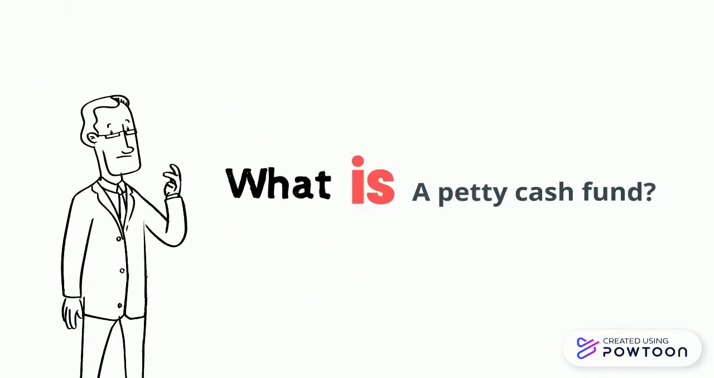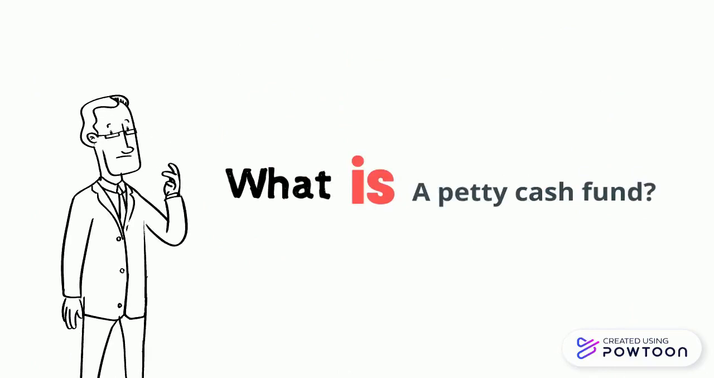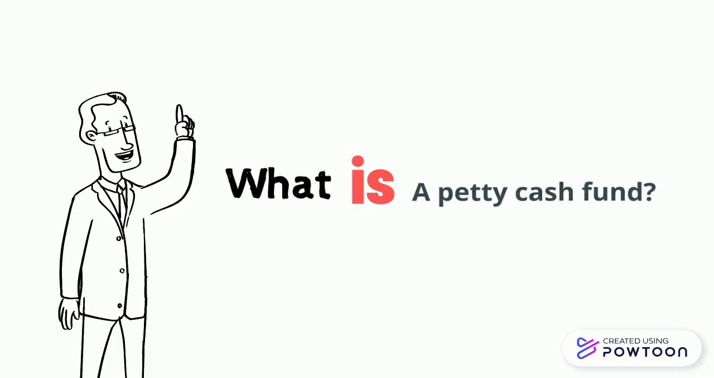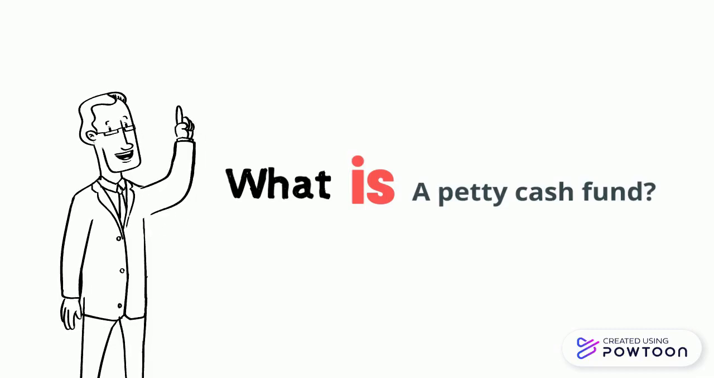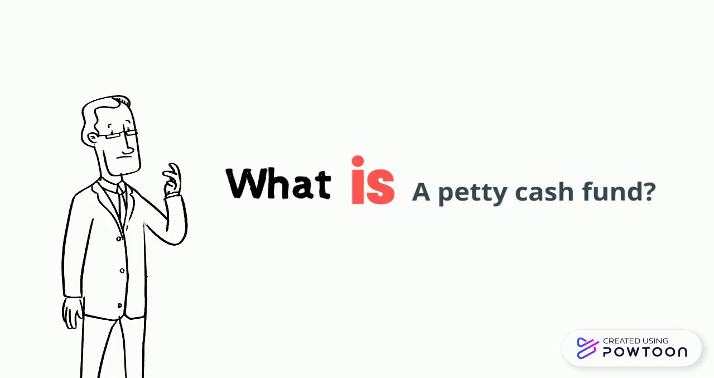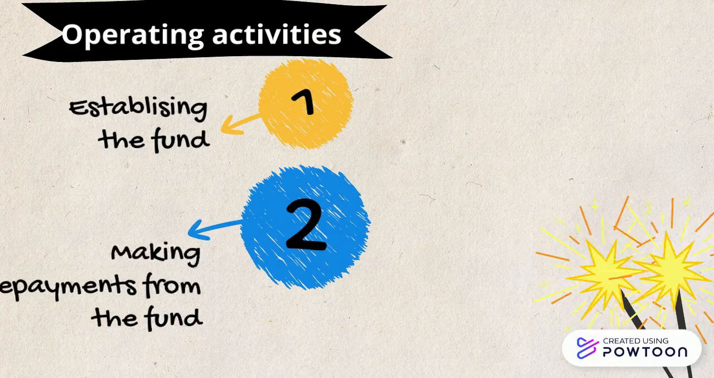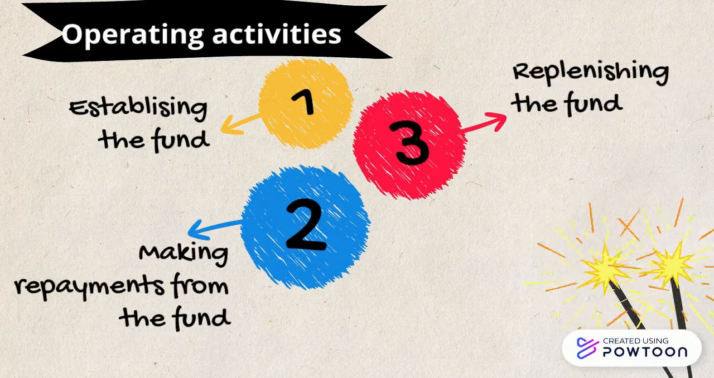As defined by the ACC T3 Financial Accounting textbook, a petty cash fund is an amount of cash kept on hand to pay for minor expenditures. The size and capacity of the petty cash fund is different across different businesses. However, its operation involves the same three principles. Operating activities are firstly establishing the fund, secondly making repayments from the fund, and finally replenishing the fund.